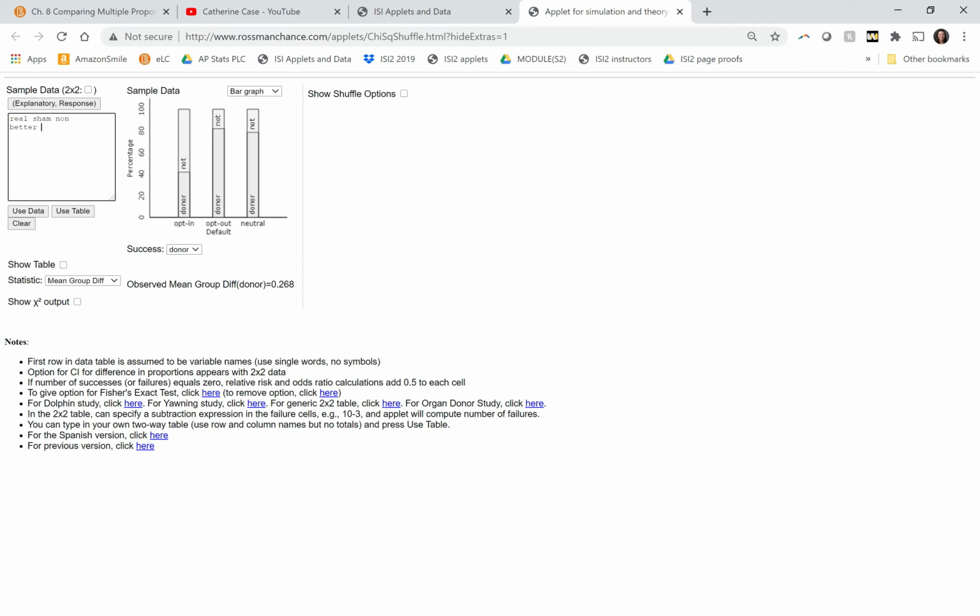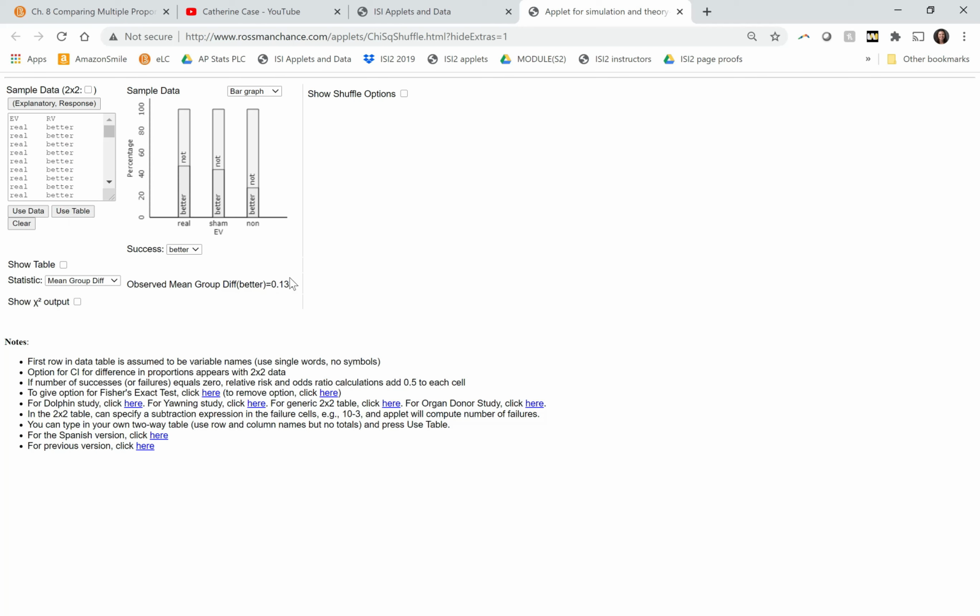And then put in the counts. So in the real group, it was 184, in the sham, 171, and in the non, 106. And then for those that didn't have substantial improvement, I'm just going to say not. And the counts were 203, 216, and 282. So this was actually a typo in the first video. Sorry about that. I said 232. It should be 282. And then I'm going to click Use Table.